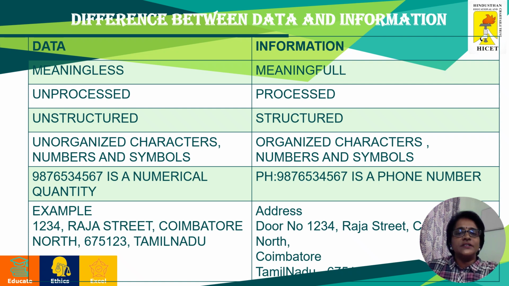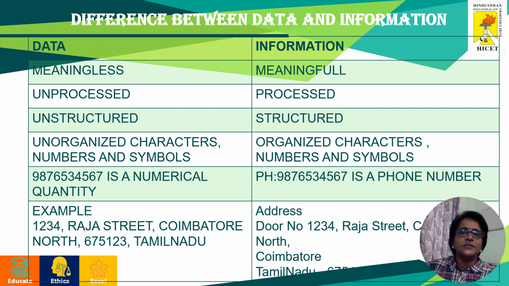To give the differences between data and information, data is meaningless, information is meaningful. The processed data, we otherwise call it information. Data is unprocessed, information is absolutely processed. Data is an unstructured representation and information is a structured representation. In case of data, the given representation like characters, numbers and symbols are unorganized. In case of information, you are going to have organized characters, numbers and symbols.